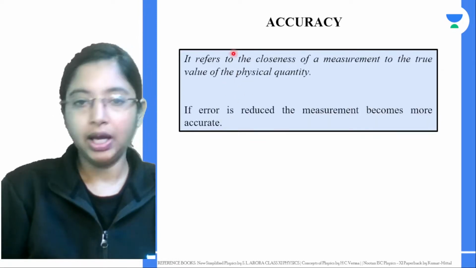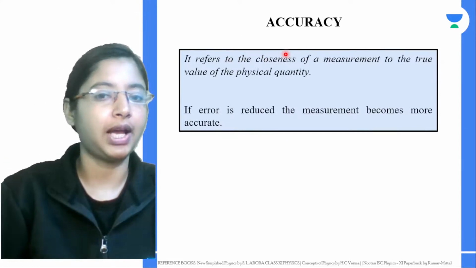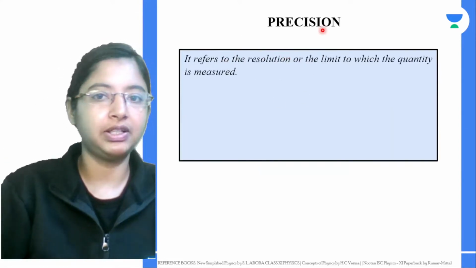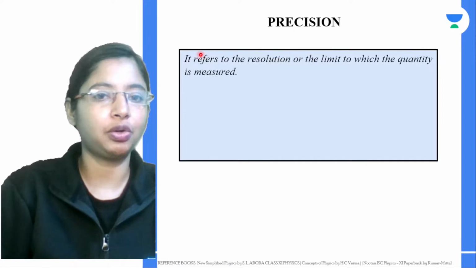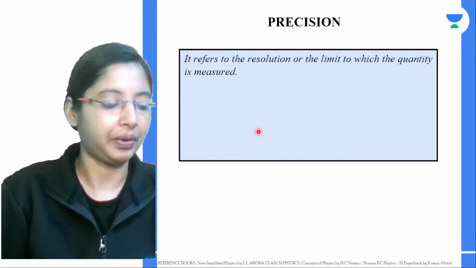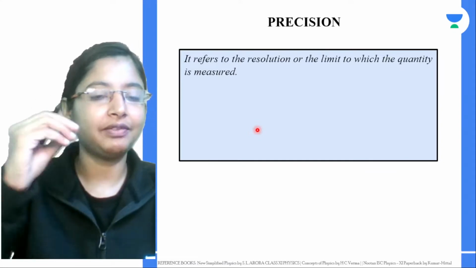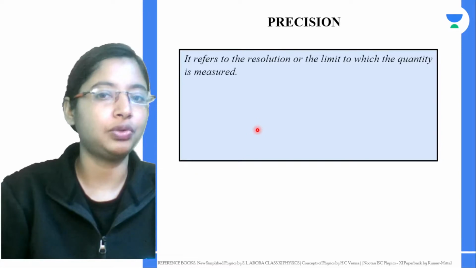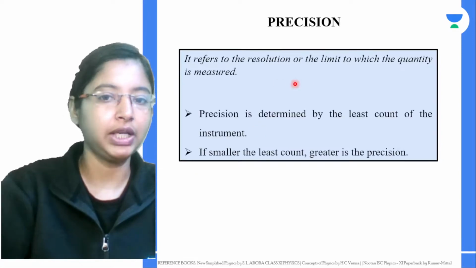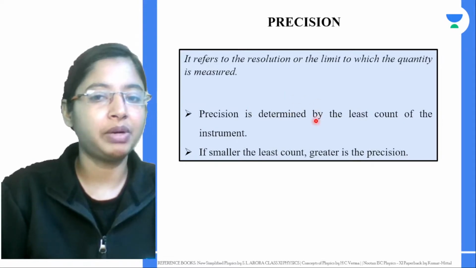So when you're talking about accuracy, you're talking about how close that value is to the actual value. Now, what about precision? When you're talking about precision, this refers to the resolution or the limit to which the quantity is measured. This is like when you're repeatedly taking a value, how close each measurement is, and whether you're able to get very close to that measurement.